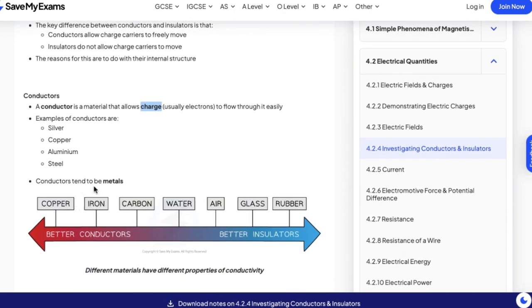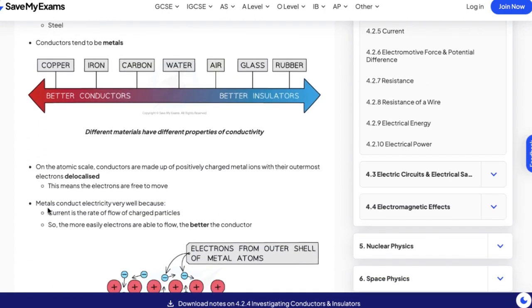Conductors tend to be metals. Now we see here these are very metallic conductors. Then later we are going towards insulators. Copper is a good conductor, iron is a conductor, carbon tends to be a conductor, because graphite can conduct. Water is faintly, but not really. Air is an insulator, and glass is an insulator, and rubber is an insulator. So these are conductors and insulators. Insulators are materials that do not allow charge to flow through them, and they don't have charge carriers to carry the charge through them.